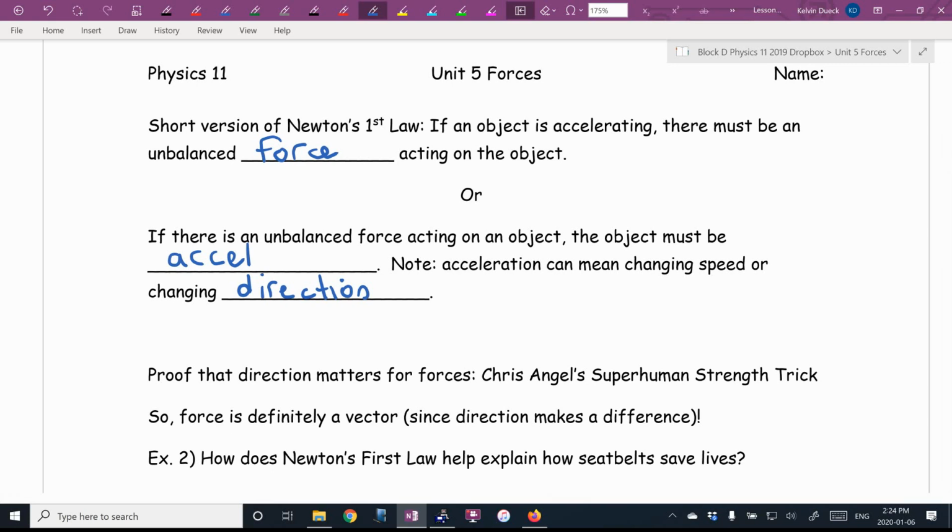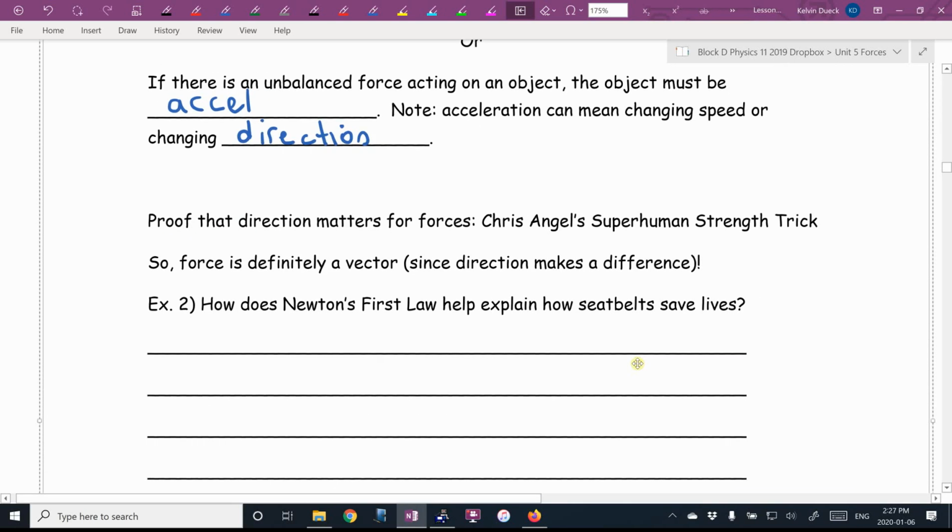You can speed up, slow down, or you can change direction. I wrote down here, proof that direction matters for forces: Chris Angel's superhuman strength trick. I saw Chris Angel do this on TV about 10 years ago, and I went, no, it's not magic, it's good physics. I'll show you. So force is a vector, because direction makes a difference.